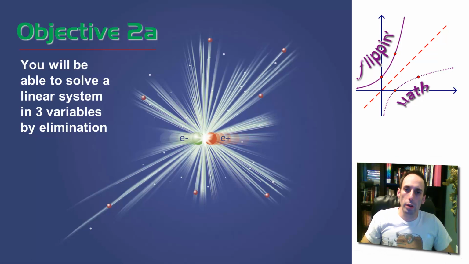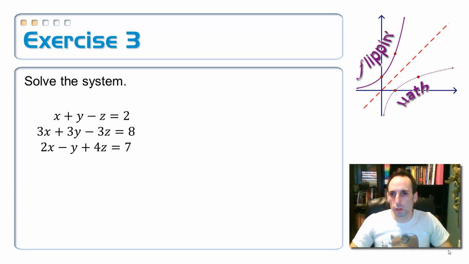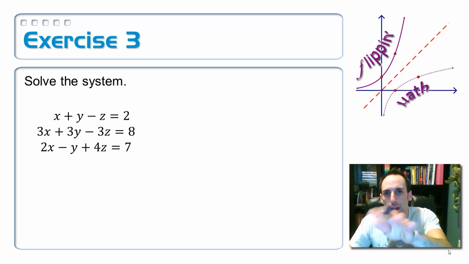Alright, so we're gonna do some solving of linear systems with three variables. We're gonna do it all ourselves, and here's the first one. By first one, I mean exercise 3. Okay, so go ahead and write that down. Let's do this with me, please.